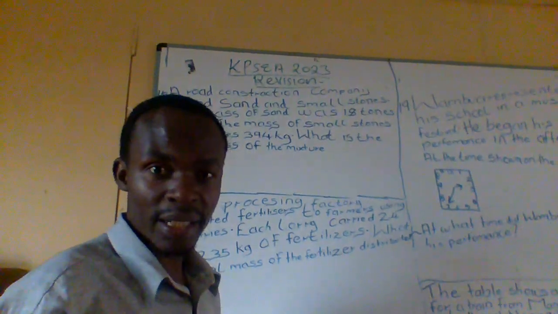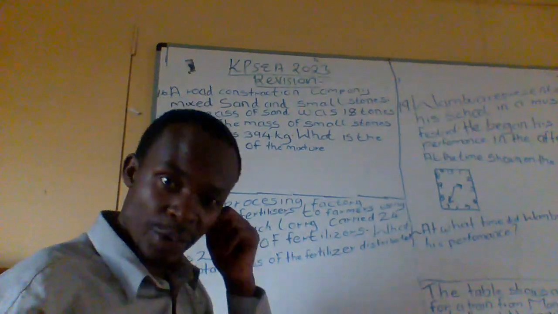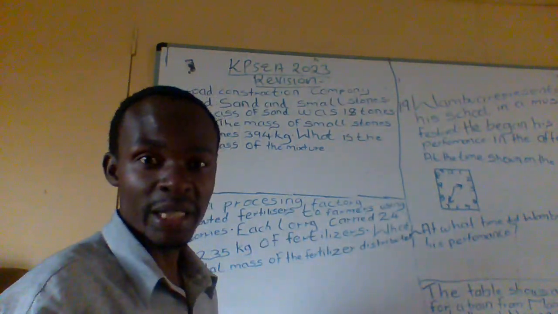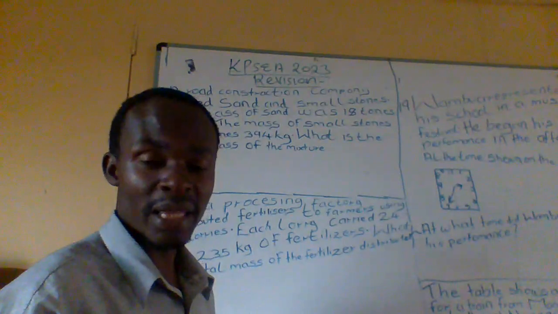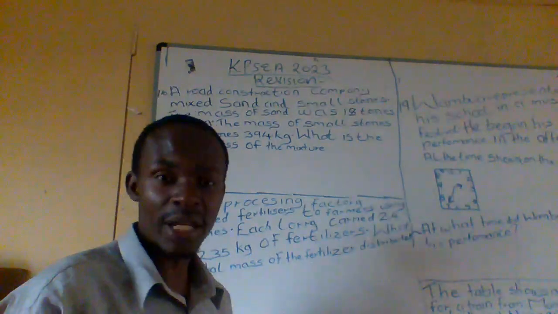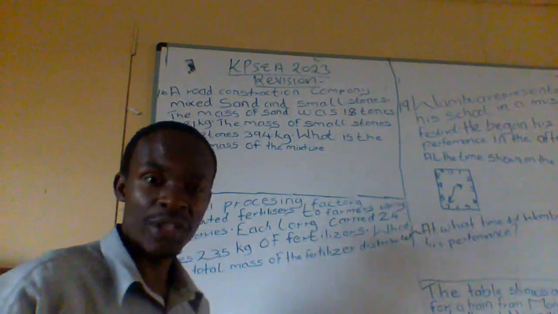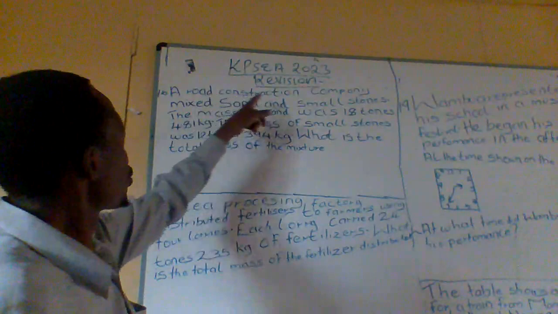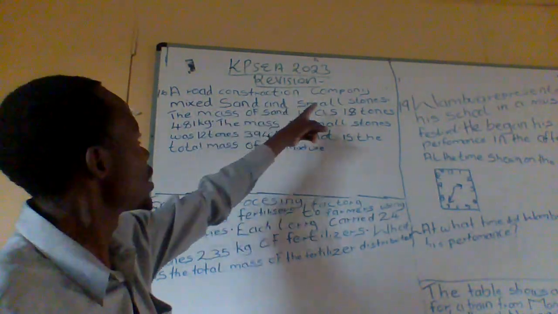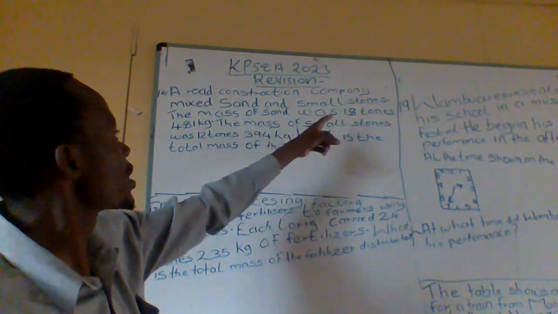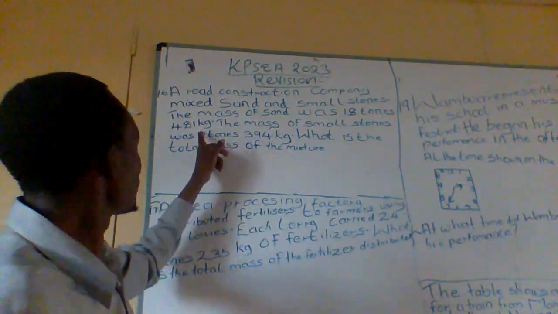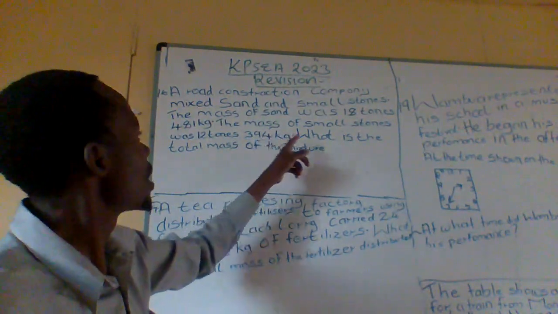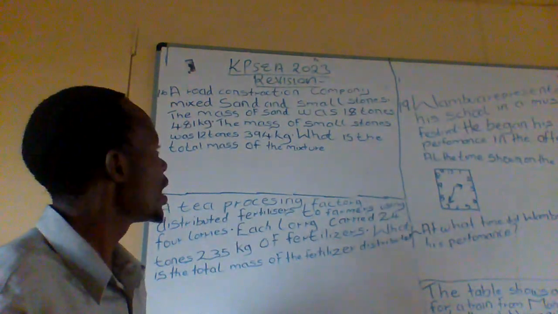Welcome once again. This is another day that we are proceeding with the revision of KPSEA 2023 Grade 6 math, and we had revised up to question 15. Now this is question 16. The question says, a road construction company mixed sand and small stones. The mass of sand was 18 tons 481 kilograms, and the mass of small stones was 12 tons 394 kilograms. What is the total mass of the mixture?